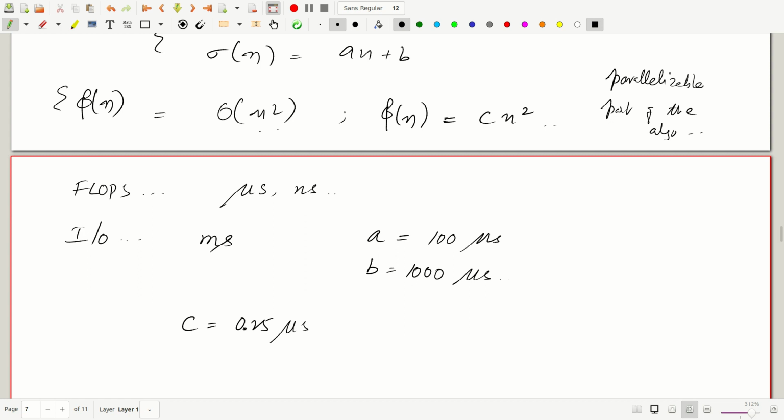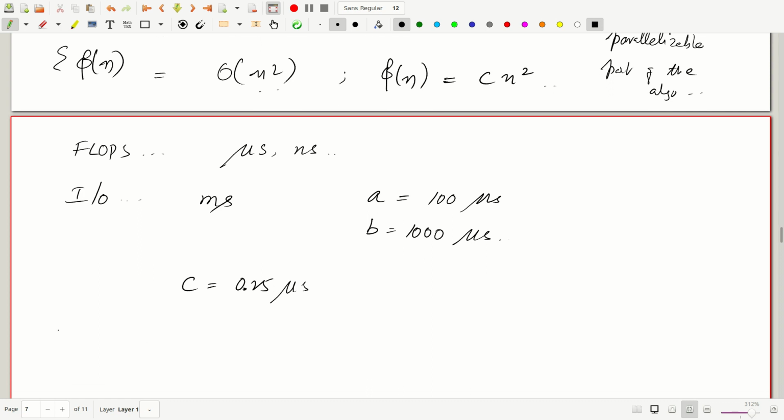Okay, that means 0.25 times microseconds. Then we could write what is sigma n. This is basically 100 n plus 1000, right? And similarly your phi of n can be written as 0.25 times n square, and this is now in microseconds.